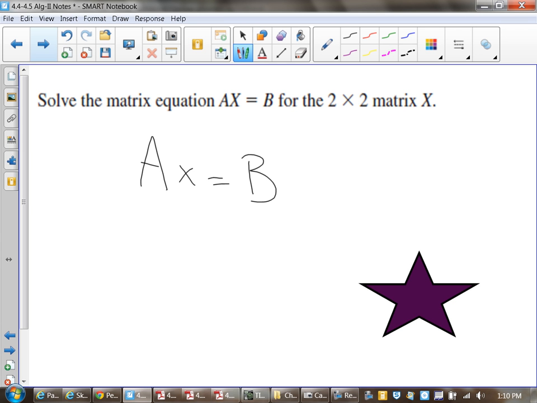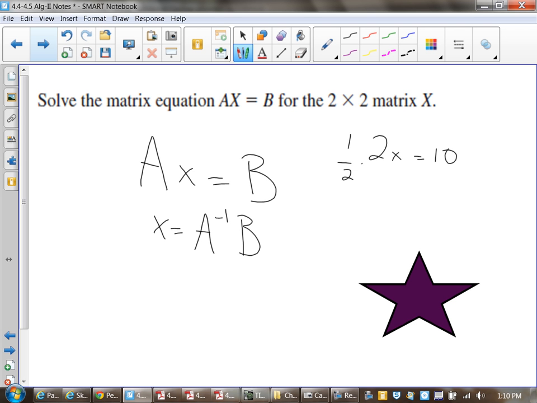If I was going to solve for x, what would I have to do with the A? Divide. Same idea: if it was 2x equals 10, you would divide both sides by 2 to get x by itself, right? Is that also the same idea as multiplying by 1/2? 1/2 is the inverse of 2. So to solve for x, x is going to equal the inverse of matrix A times matrix B.